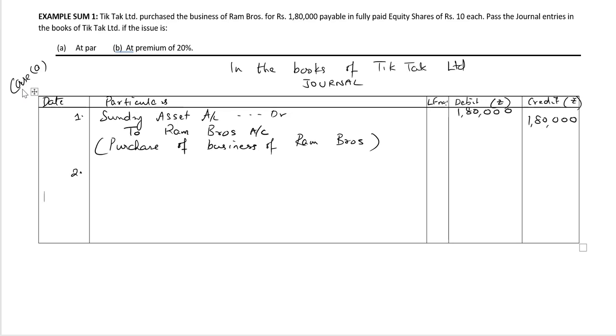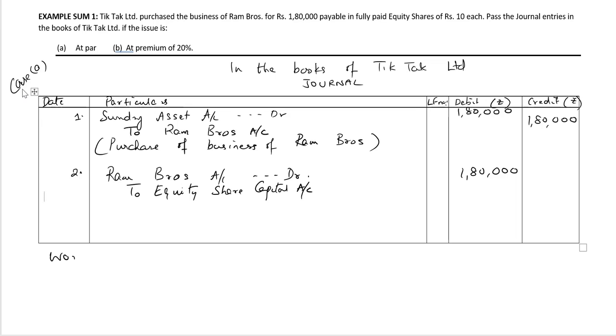The second entry is for the issue of shares to Ram Brothers. The shares have been issued at par, so the journal entry: Ram Brothers account debit with the amount which is payable to Ram Brothers, which is 1,80,000 rupees, to equity share capital account.